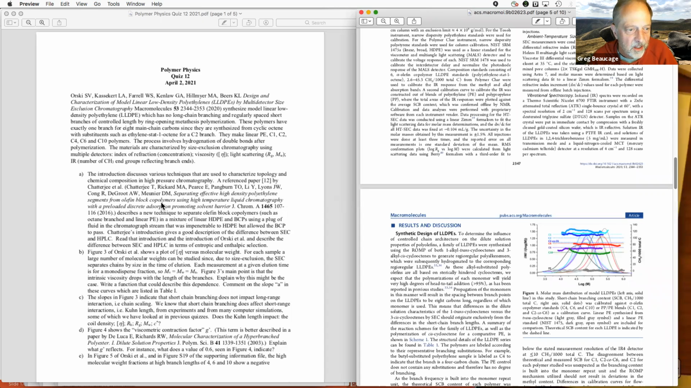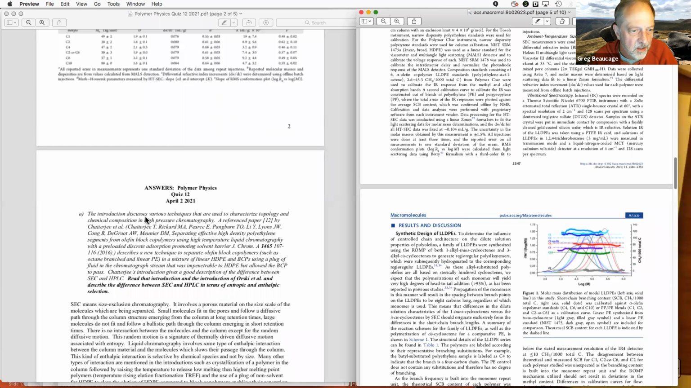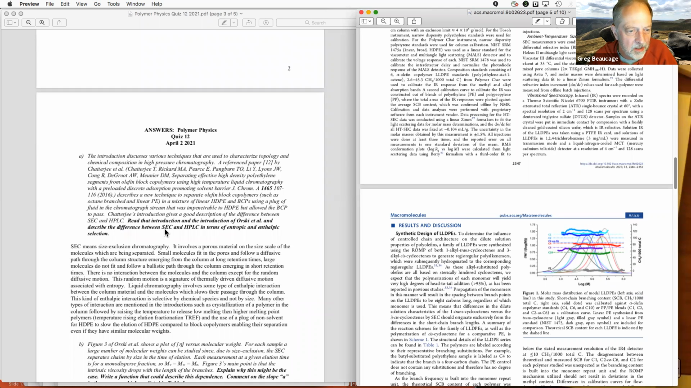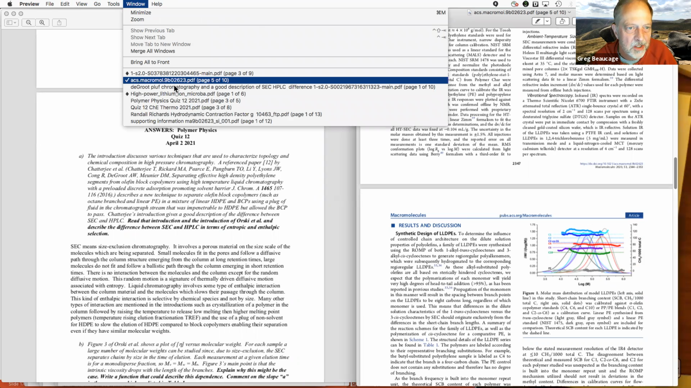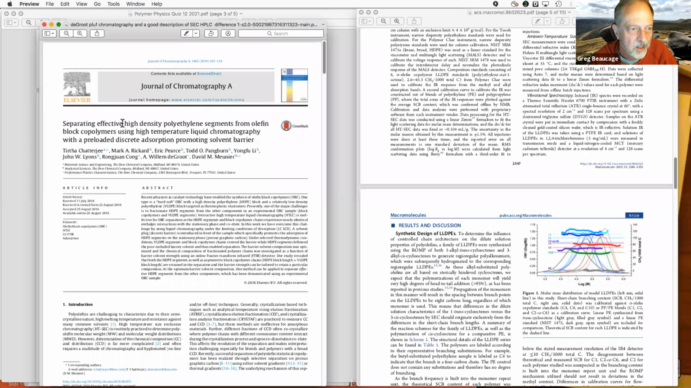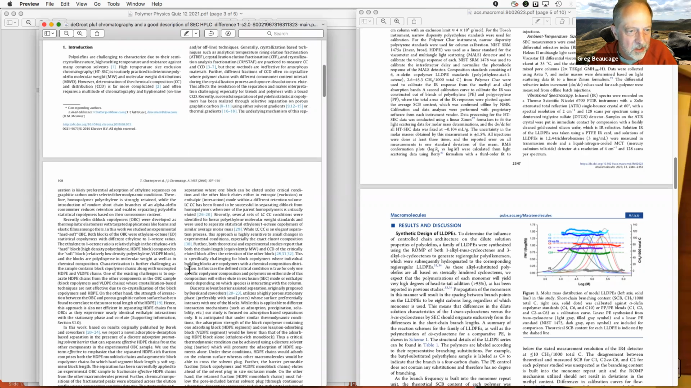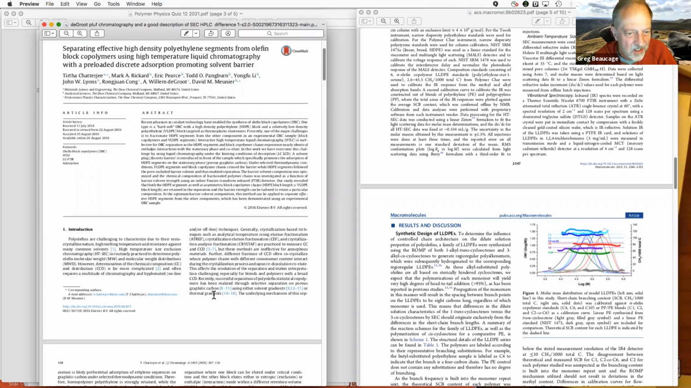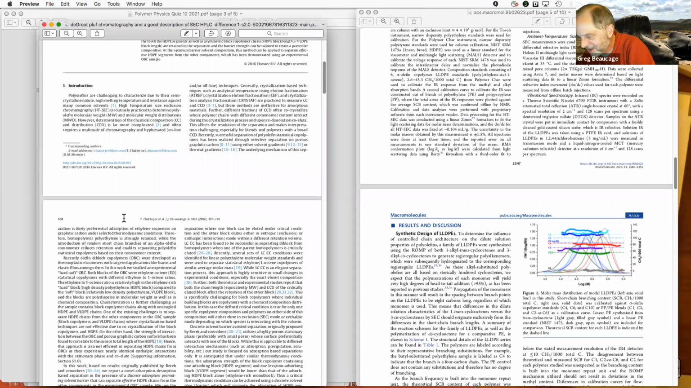So the quiz goes like, read the introduction and then explain the difference between SEC and HPLC. So there's another paper, this Chatterjee one that I was mentioning, right? Deep-root Chatterjee. They're looking at different ways to do chromatography. They have a nice kind of introduction for chromatography. And they mention the difference between, so there's two types of chromatography that look exactly the same. You have size exclusion chromatography, and then there's high pressure liquid chromatography.